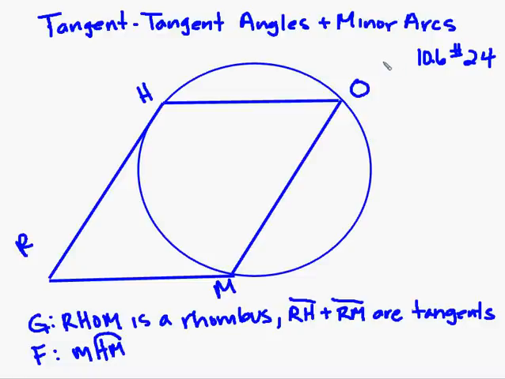We have a circle, and we're given that RHOM is a rhombus, that RH and RM are tangents to the circle. And what we're trying to do is find the measure of arc HM. Well, we know that the sum of the measures of tangent angles and their minor arcs equal 180 degrees.